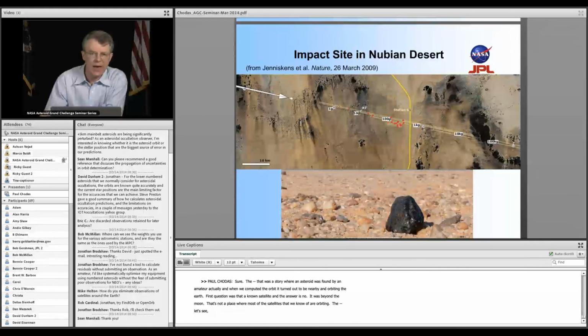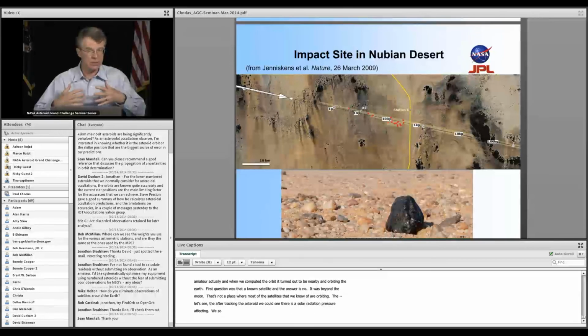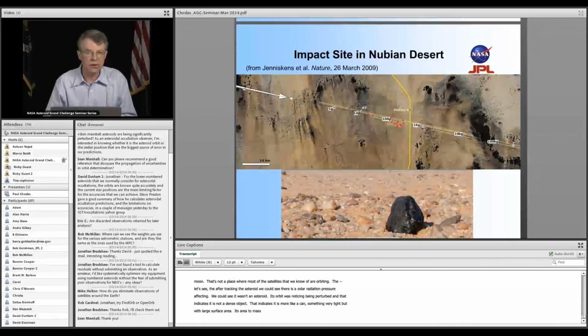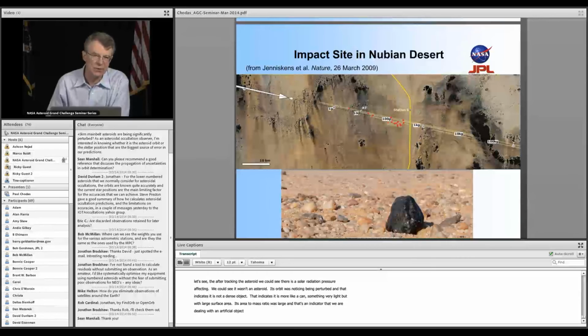After tracking the object, we could see that there was solar radiation pressure affecting it. So it likely wasn't an asteroid, because its orbit was noticeably being perturbed by radiation pressure. That indicates it's not a dense object. It's more like a can, something very light but with a large surface area. Its area-to-mass ratio was large, and that's an indicator that we're dealing with an artificial object. And then when spectra were taken, they were found to contain the absorption lines of titanium paint. So we knew it was an artificial object.